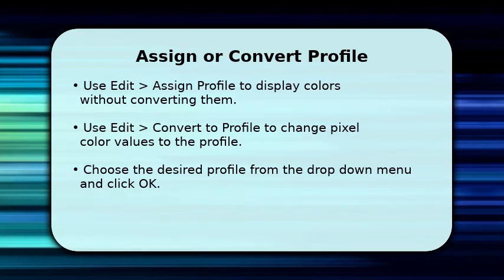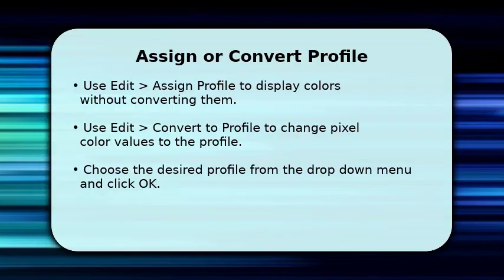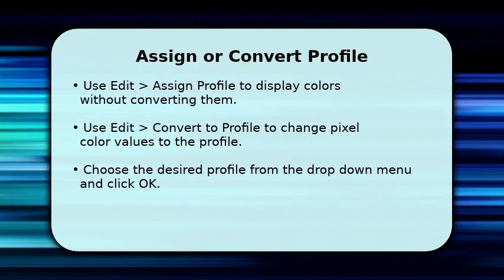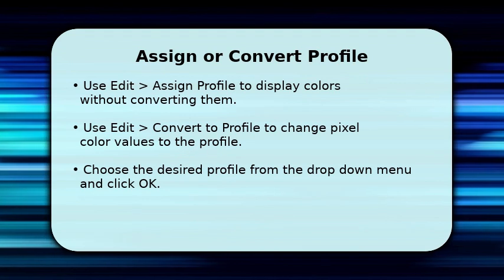This changes interpretation only. Use Edit > Convert to Profile to change pixel color values to the chosen profile and preserve appearance. Access both options from the Edit menu and select the correct source and destination profiles. Choose the desired profile from the drop-down menu and click OK. Save a copy before converting to avoid accidental destructive changes.